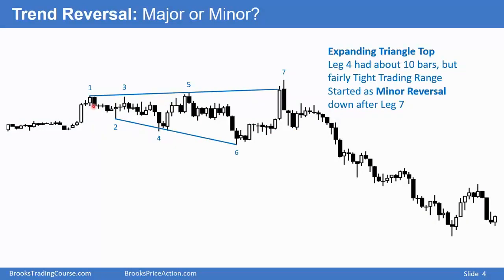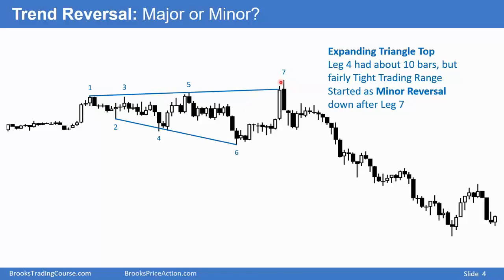Expanding triangle, different ways to draw it. We have 5 pushes here. We tried to get the bear breakout. Instead, it became an expanding triangle bull flag. And we got another bull breakout and then another reversal. Is this a big enough pattern for a major trend reversal? This is probably not. It could be major, but it's probably minor.